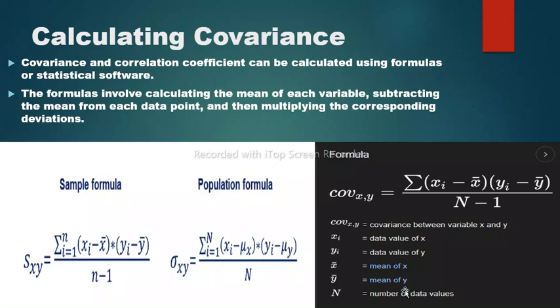The formula involves finding the mean of each variable, subtracting the mean from each data point to get the deviation from the mean, and then multiplying the corresponding deviations from the mean for each variable. The sum of these products is then divided by the number of data points minus 1 to get the covariance.